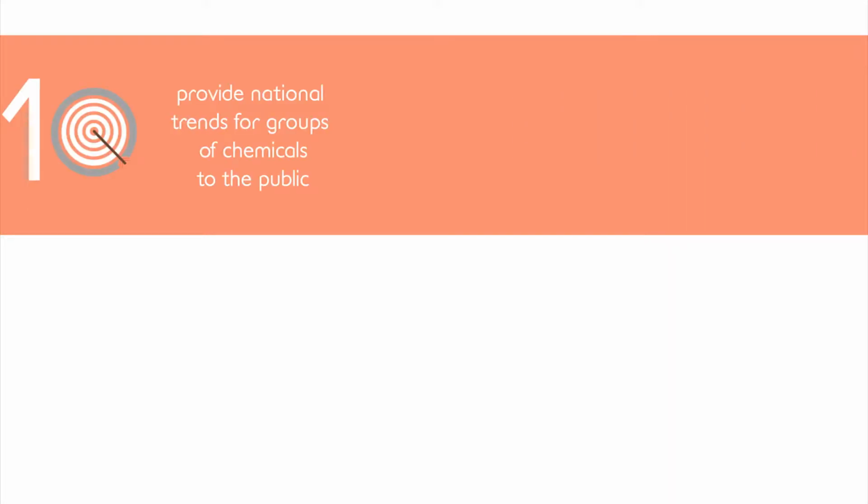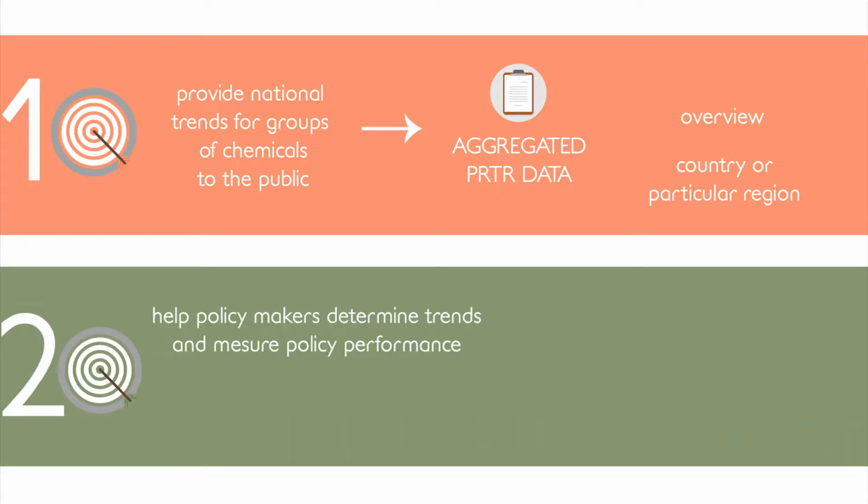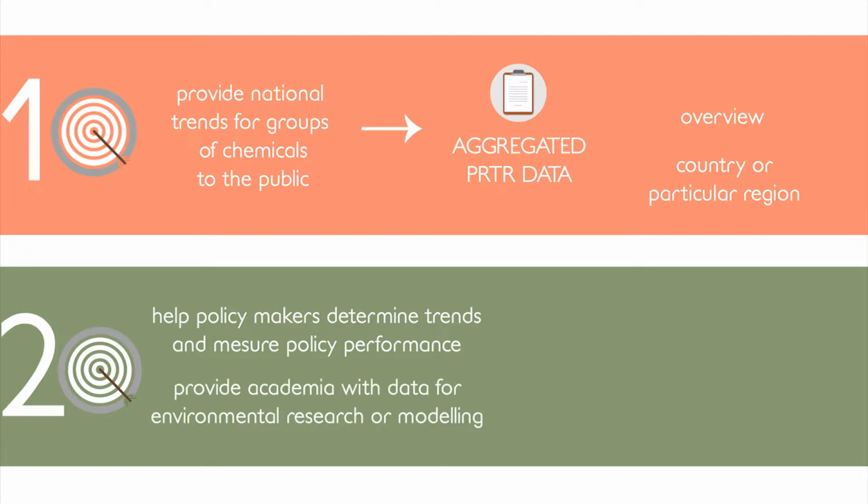The decision is influenced by the goals that are set in the National PRTR Executive Proposal. For example, if the goal is to provide national trends for groups of chemicals to the public, then aggregate PRTR data will be a good option. Summarizing the data helps to give an easy-to-read overview of releases and transfers of hazardous substances in the country or in a particular region. If the goal is to help policymakers determine trends and measure policy performance, or provide academia with data for environmental research or modeling, then the full reported data will be needed.